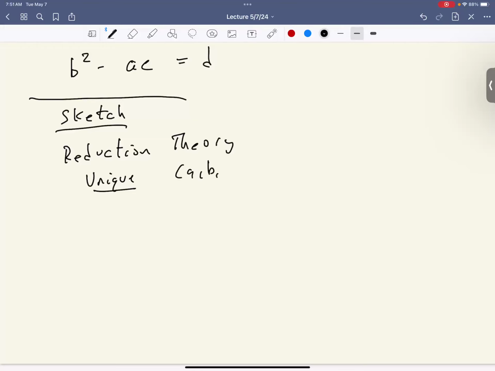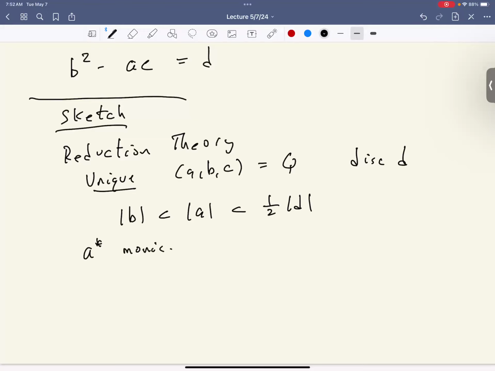For example, it's even nicer than the positive definite case. You have a unique representative form of discriminant D, where the degree of B is less than the degree of A, which is less than half the degree of D. Well, D is odd, so that's why you get this strictly less, and where A star is monic. So these quadratic forms have a unique reduced representative, which is nice. You don't have any fussing around with fixed points or anything like this, but you actually have unique reduced forms.